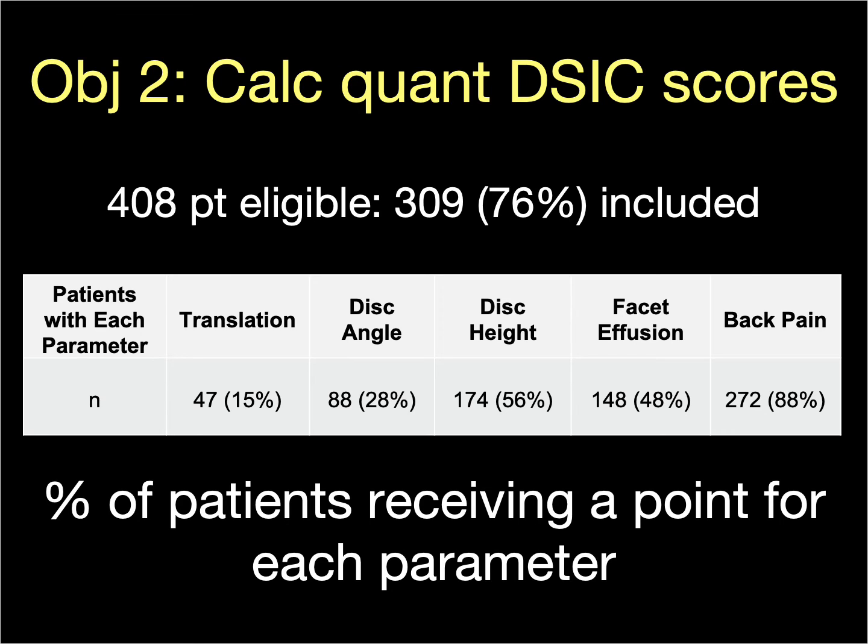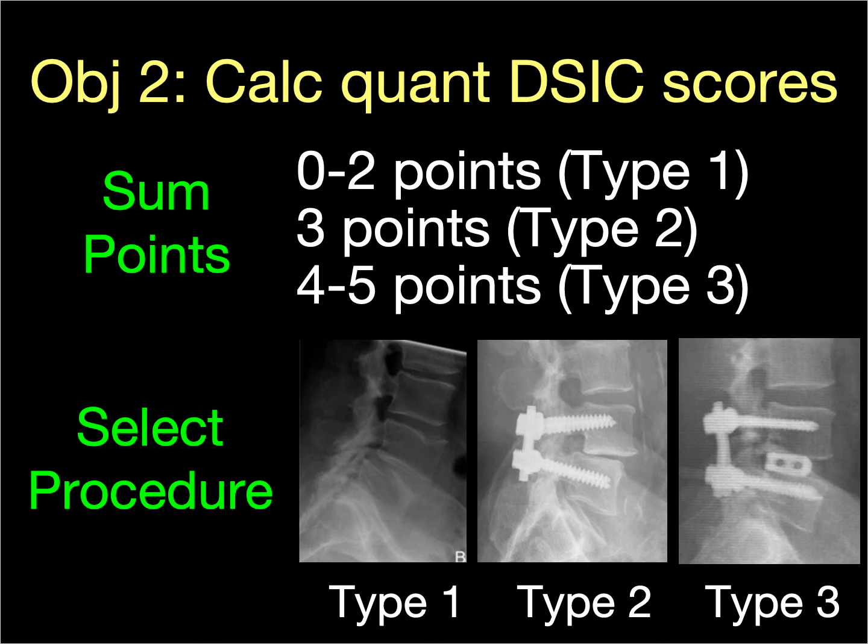So you can see here that almost 50% of patients receive a point for facet fusion, for example, whereas 28% received a point for disc angle. We then summed the points, as you can see here, and then this allowed us to select the recommended surgical procedure based on the objective scoring tool.